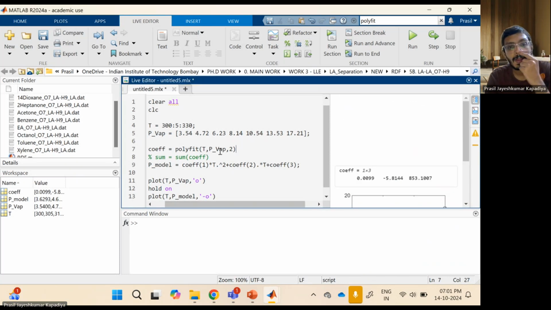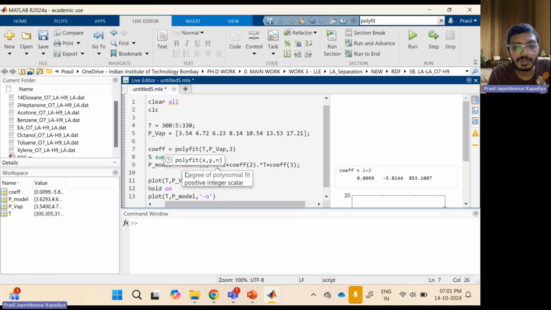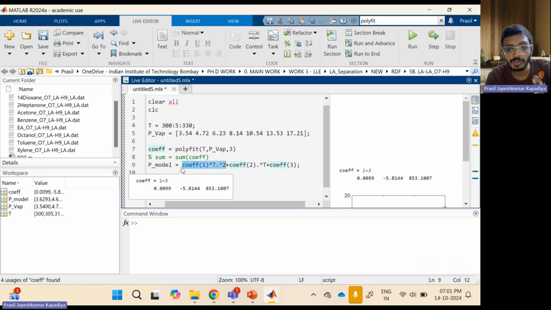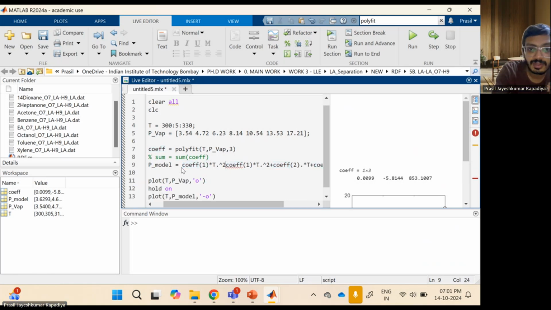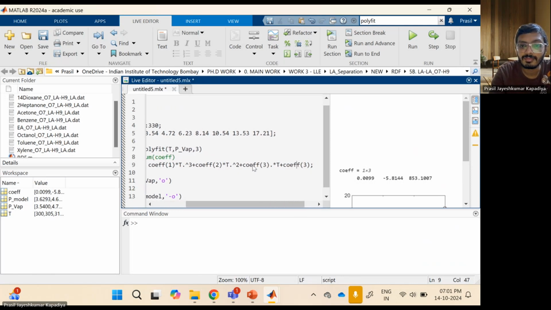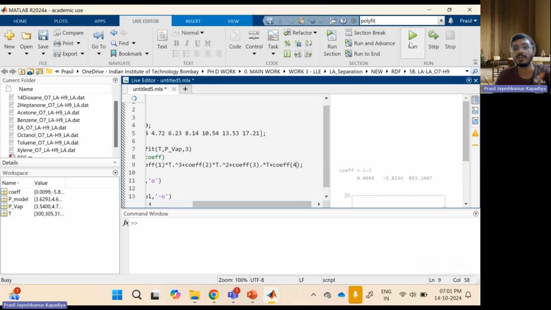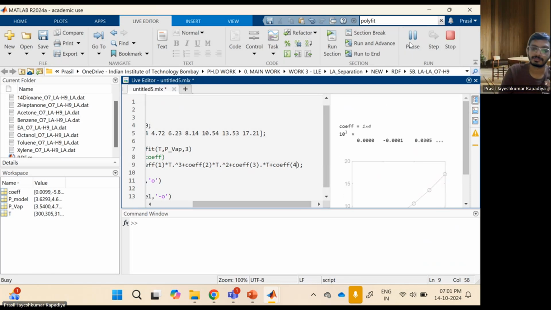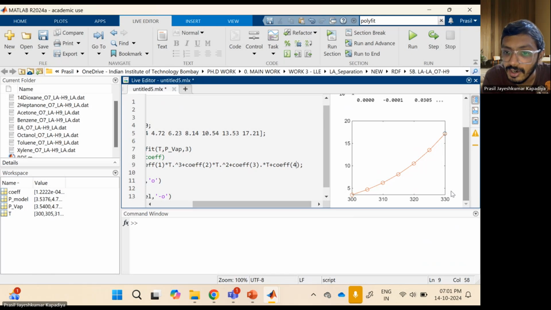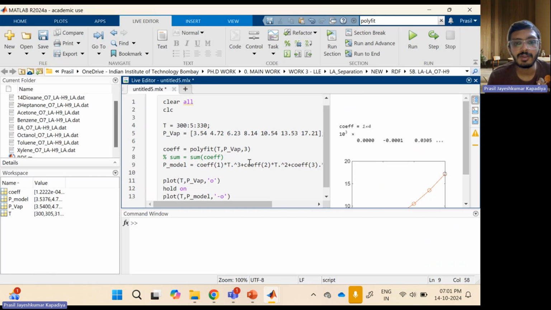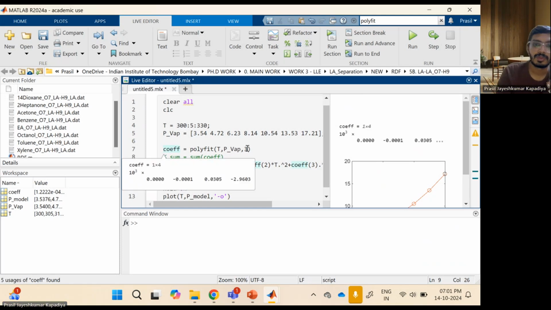Now, let's say I am fitting a third order polynomial. So I will have one more coefficient, right? So let's see how third order is doing. 3. And let's try to plot it. Okay, so let's try to plot this. Third order is also doing well. Okay, so this is how you can fit your data.